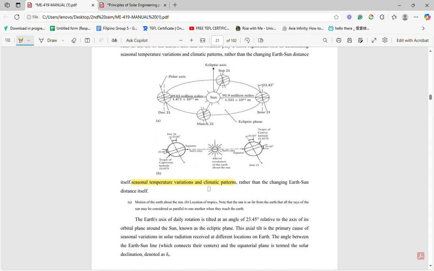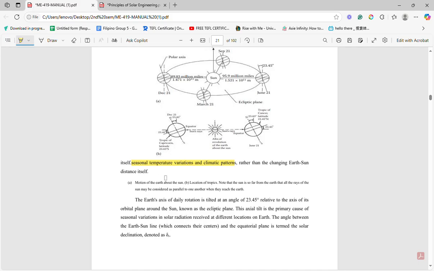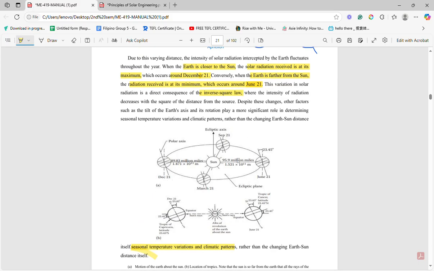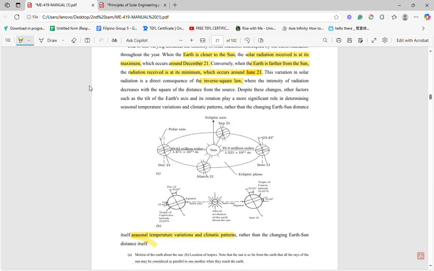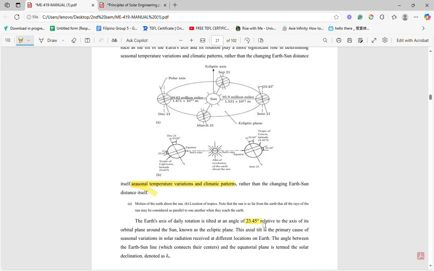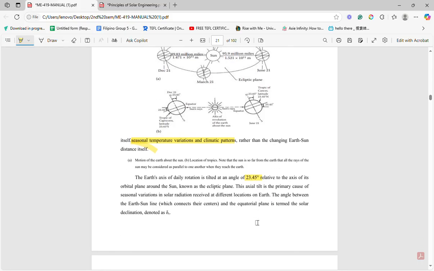So, to repeat, sorry. Again, the tilt angle is the one that dictates the seasons of the Earth. That is at 23.45 degrees. So, we already know this. And the distance between the Earth and the Sun, that is aphelion and perihelion, the maximum and the minimum.